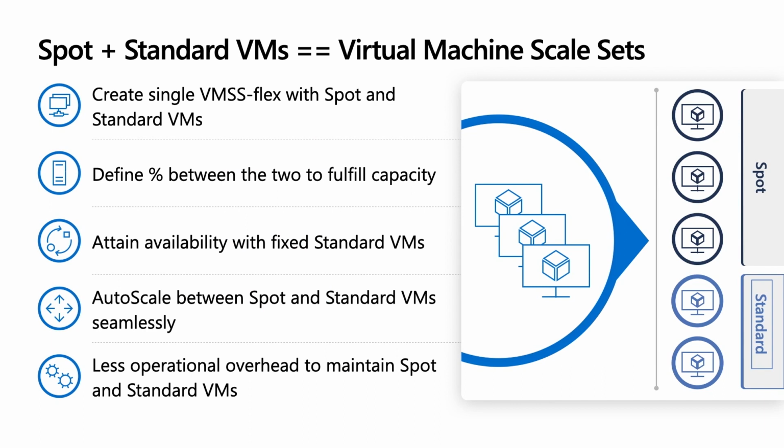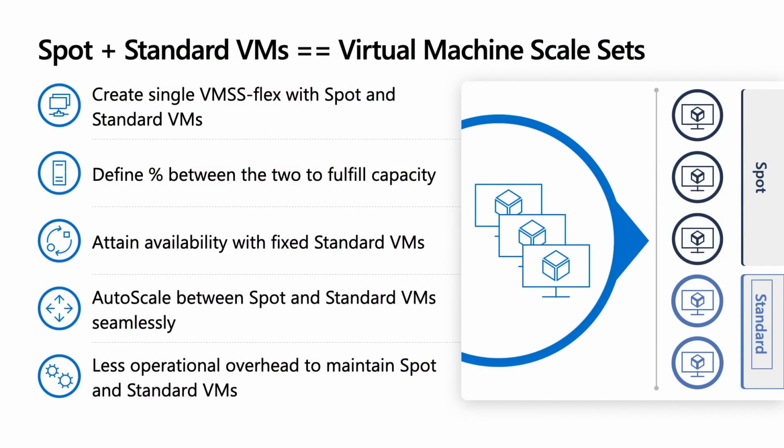You can define a percentage split between the two to fulfill the capacity. You can attain availability by providing a fixed number of on-demand VMs. You can auto-scale your VMs between Spot and On-Demand using auto-scale. And it reduces the operational overhead for you to maintain Spot and On-Demand VMs as you traditionally had to do before. Now let's get into a demo.